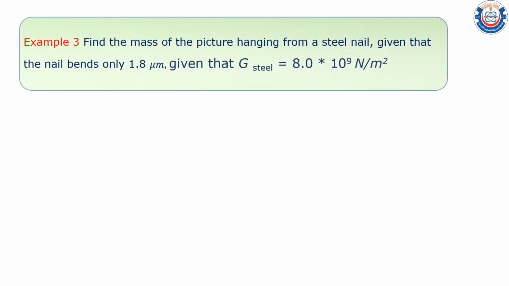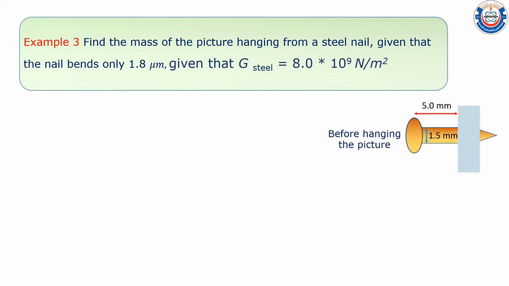The third example about shearing modulus. Find the mass of the picture hanging from a steel nail, given that the nail bends only 1.8 micrometer, and given that the shearing modulus of steel is equal to 8 times 10 to the power 9 Newton per meter square. Look at this figure here. Here is the nail, and this is the length of the nail from the wall, which is equal to 5 millimeter, and this is already given. The diameter of this nail is also given in the question, which is equal to 1.5 millimeter, and this is before hanging the picture.